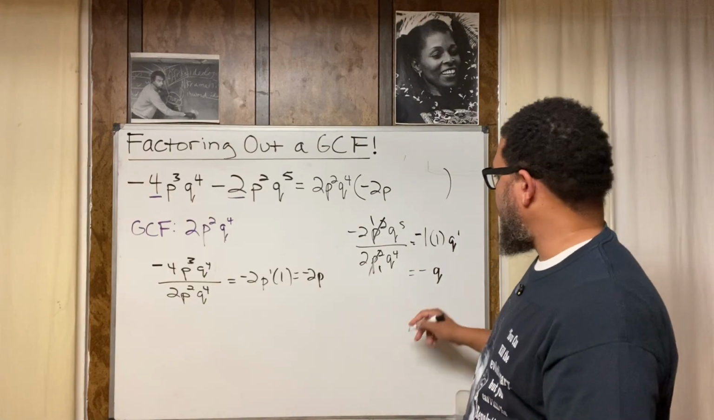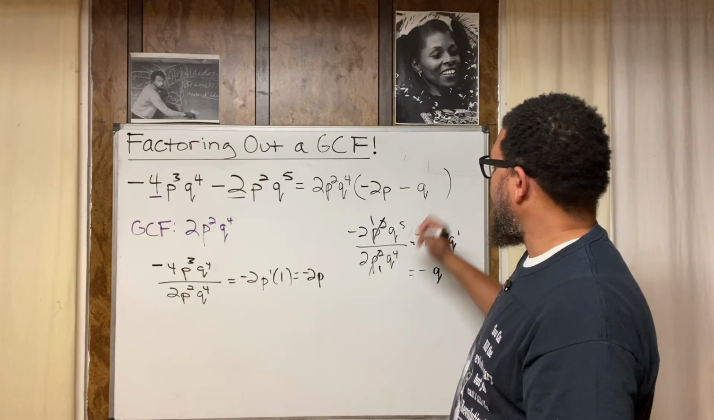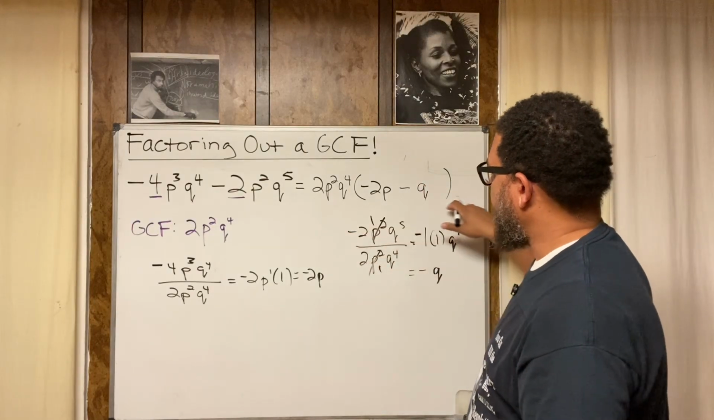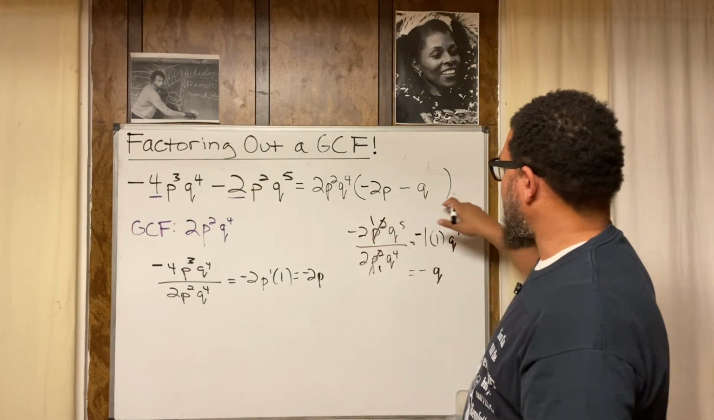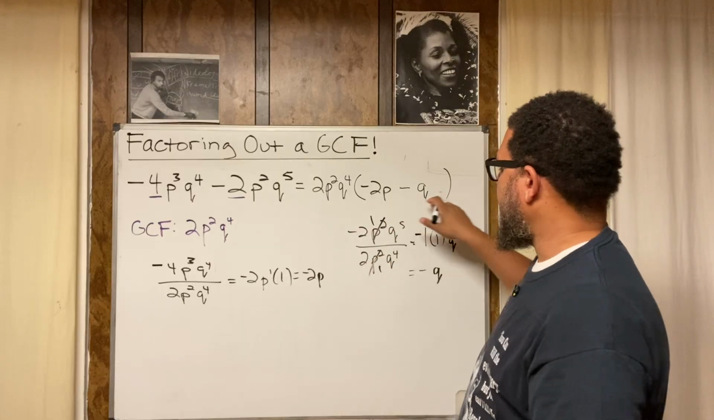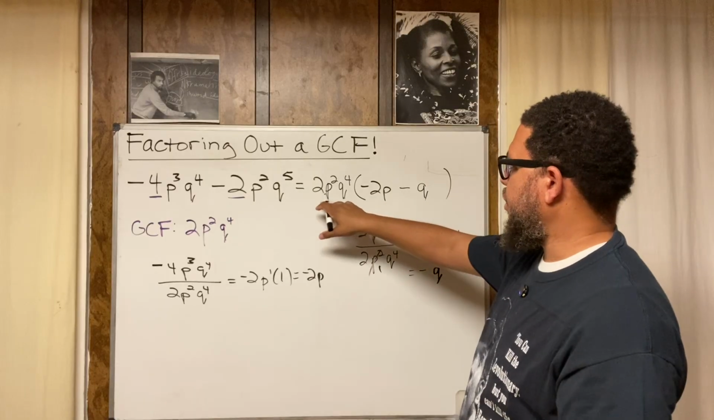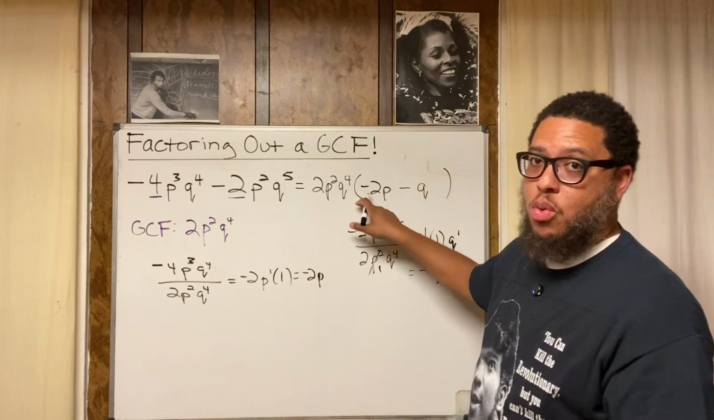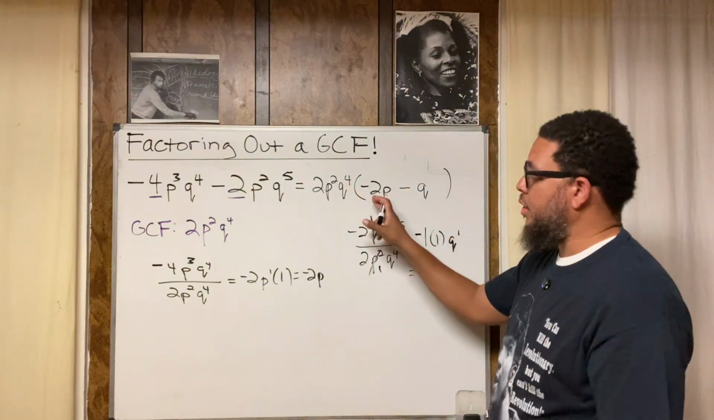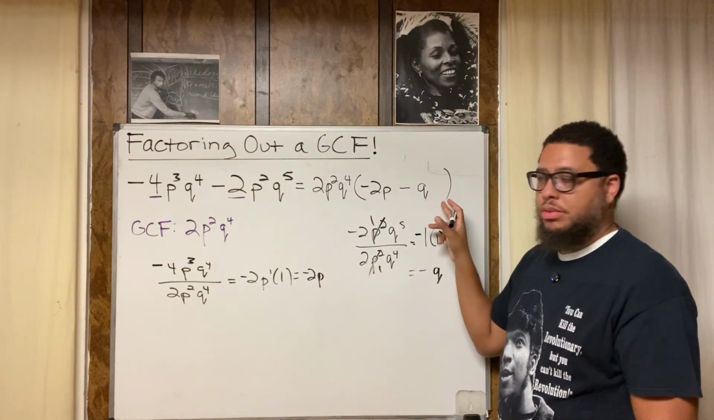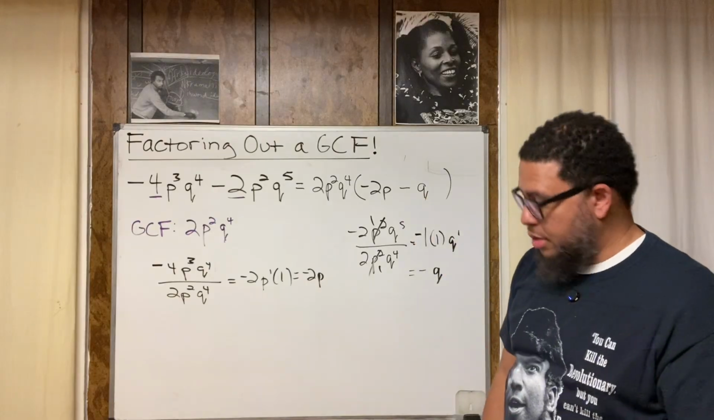So this is minus q. All right, so we throw that in there. Boom. This is our final answer. 2p squared q to the fourth times the quantity of negative 2p minus q. All right, that's our final answer.